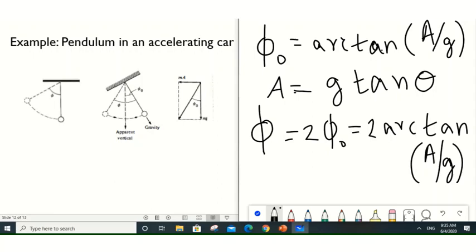So using these three examples, I conclude this topic of uniformly accelerating systems, or non-inertial frames of reference, for now. If you have any doubts, you can contact me anytime.